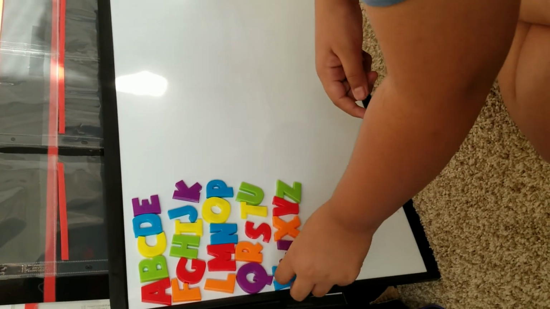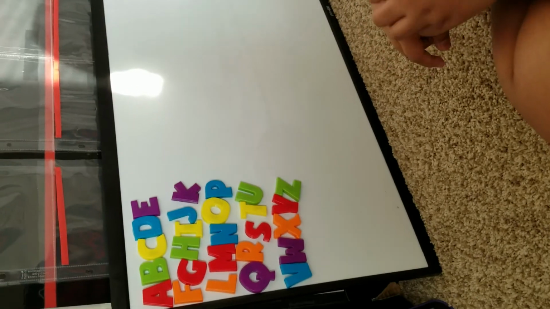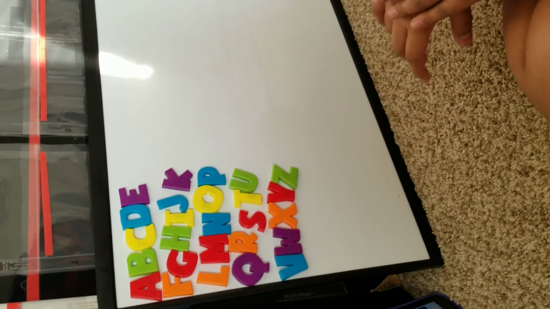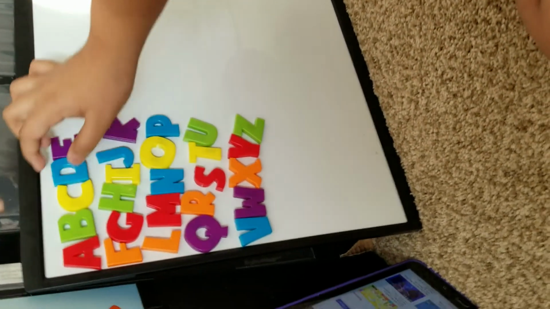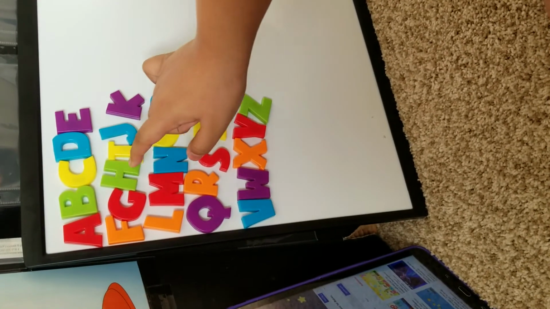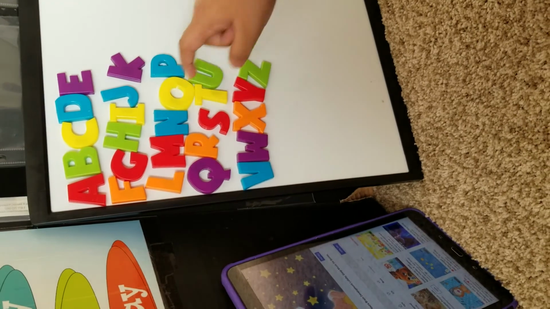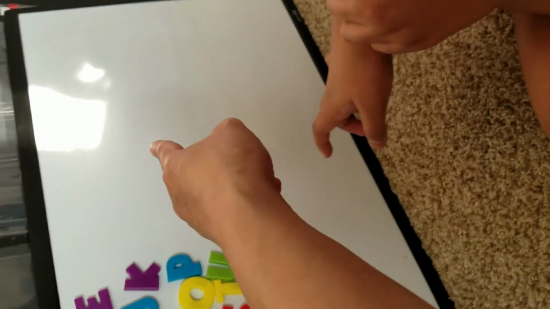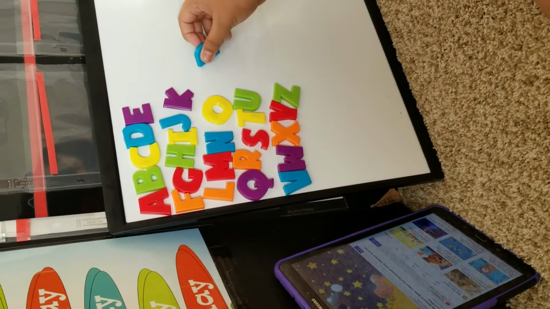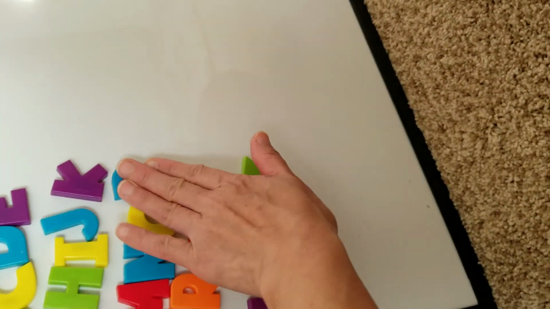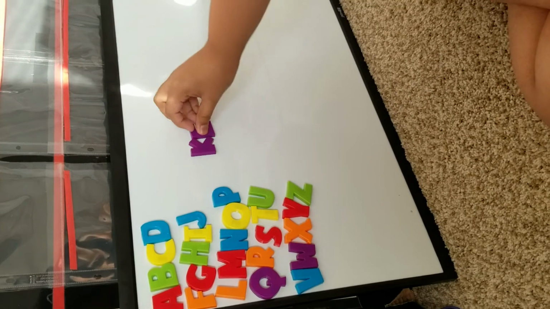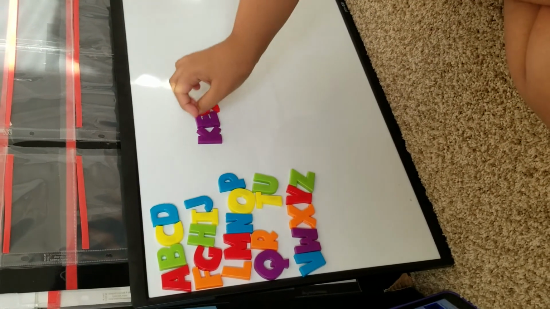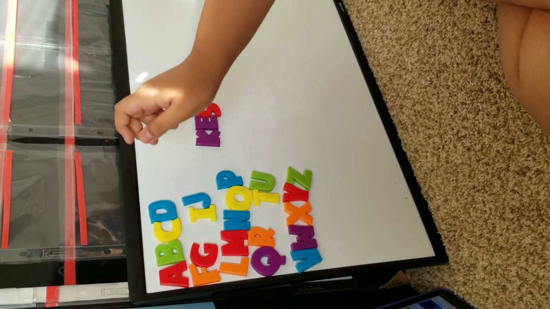Okay, can you spell your name? What is your name? Can you spell it? What's the first letter of your name? Keshav. What is the first letter of your name? Put it over there. No? What's the first letter of your name? Yes? K? E? Good job.